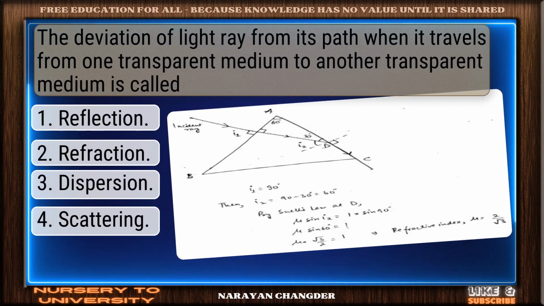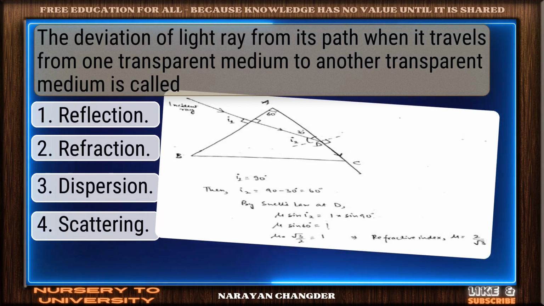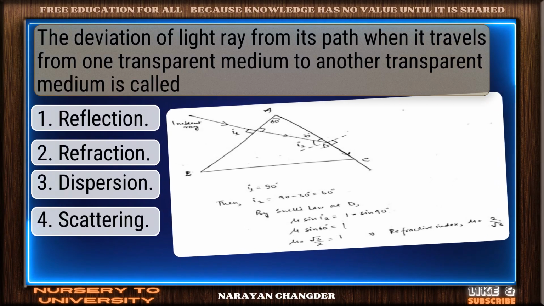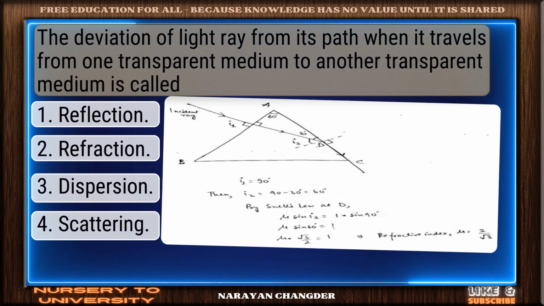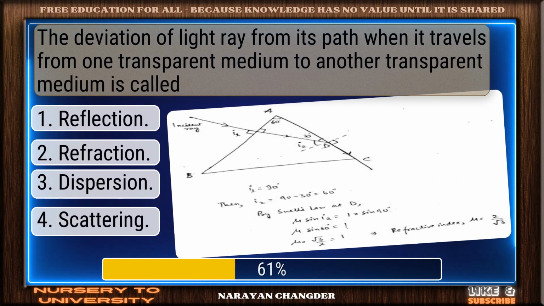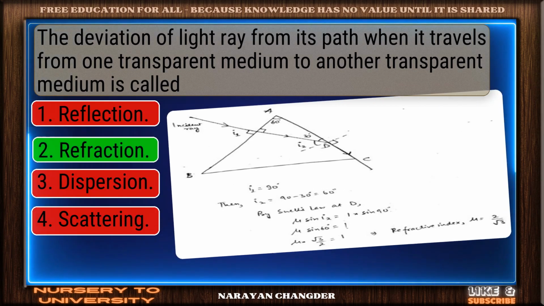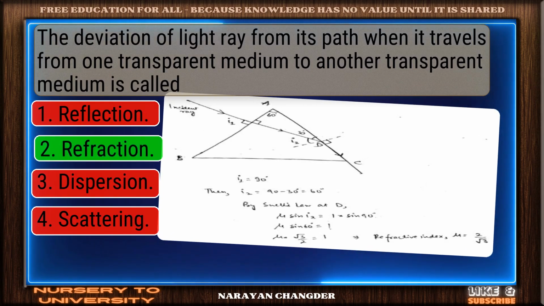The deviation of light ray from its path when it travels from one transparent medium to another transparent medium is called. Smart move. Refraction is an accurate answer.